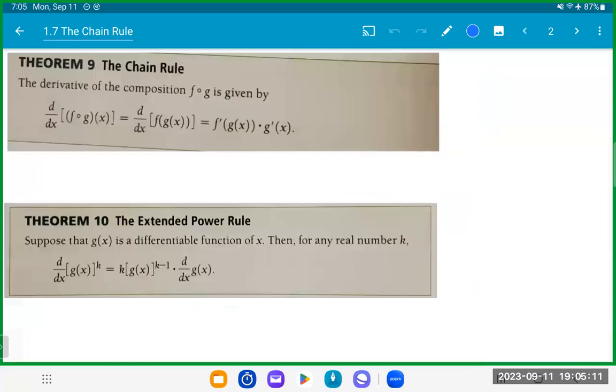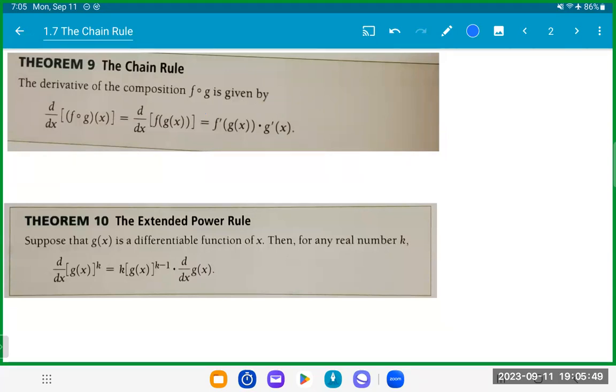Okay, so now let's start talking about the chain rule itself. Ultimately, that is taking the derivative of a composite. When we take the derivative of a composition of two functions, we could just say that it is f prime evaluated at g of x, times g prime. Okay. We'll see these in examples.